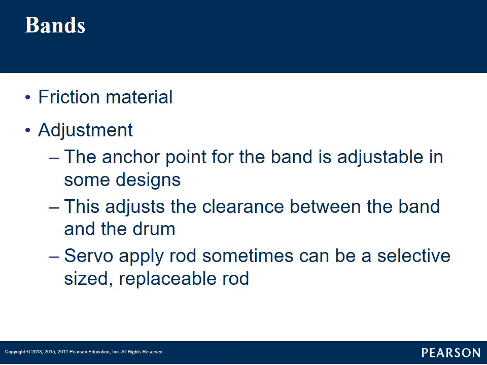But the anchor point, if it's adjustable, is where they'll have a bolt and a lock nut, and we can turn that bolt in or out and adjust the clearance on that band. Some bands don't have that adjustable nut, but the apply rod that actually applies the band can be of different lengths. A lot of times you would have a special tool that you can use to measure what size rod you're supposed to have, and then you put in the proper size rod that the servo uses to apply the band.